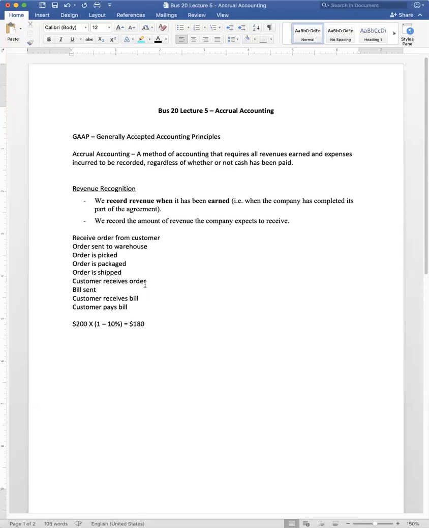All right, now I said there were two principles upon which accrual accounting is based. The first one is revenue recognition. The second one is expense recognition. So expense recognition says that expenses are recorded when they are incurred, and they're incurred when they are used to generate revenue.